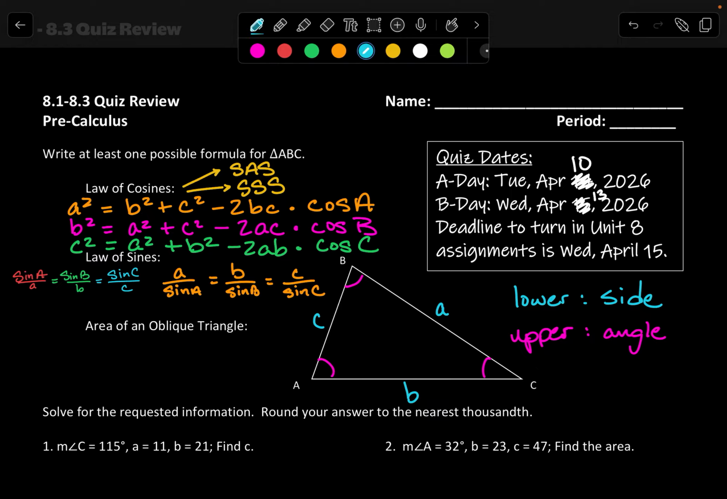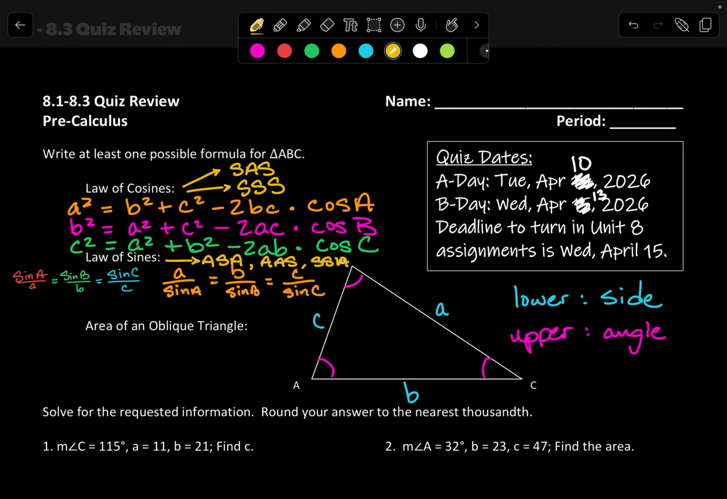For the area of the oblique triangle, remember you need to have, this reminds me, when can you use law of sines? There are three cases where you can use the law of sines. You can use it if it's angle, side, angle. You can use it if it's angle, angle, side, or if it is side, side, angle.